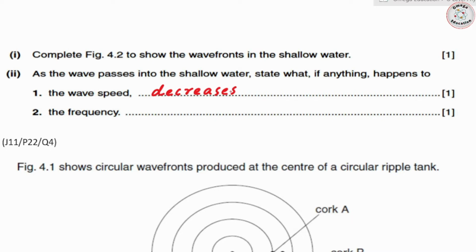Frequency of the water wave, however, depends on the source that is producing the water waves. If there is an oscillator, if there is a motor, then the speed of the motor would determine the frequency of the wave. So frequency of the wave does not depend on the depth of the water, it stays the same. Frequency stays the same.